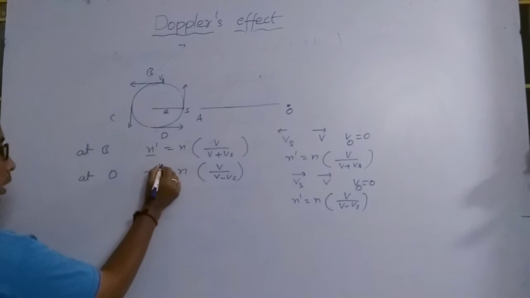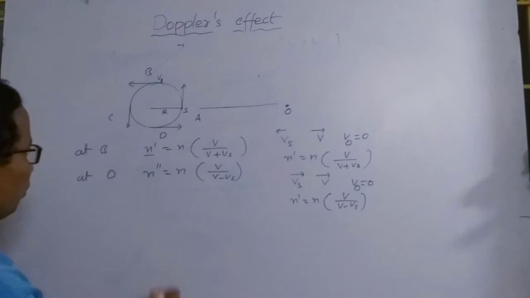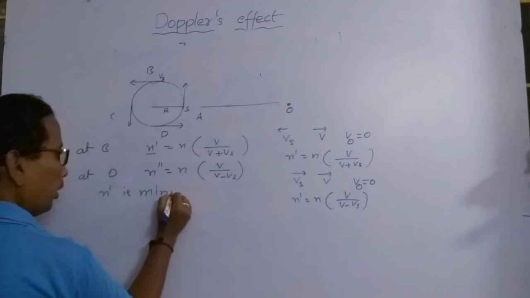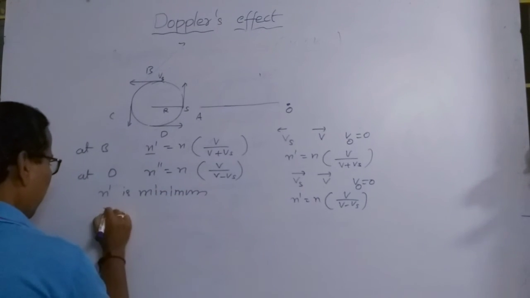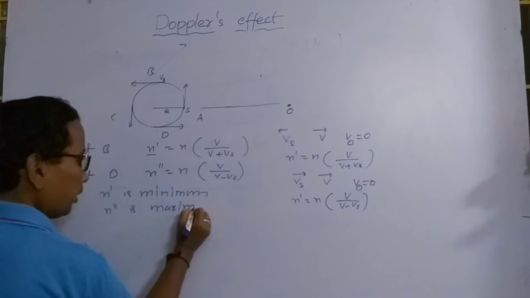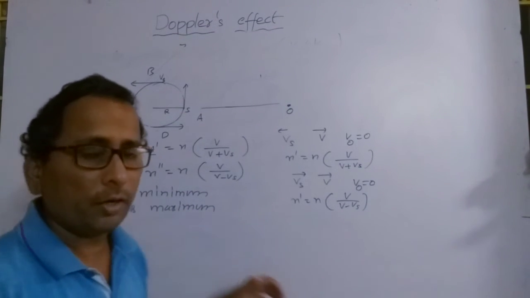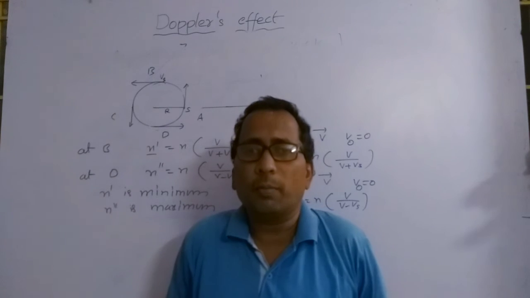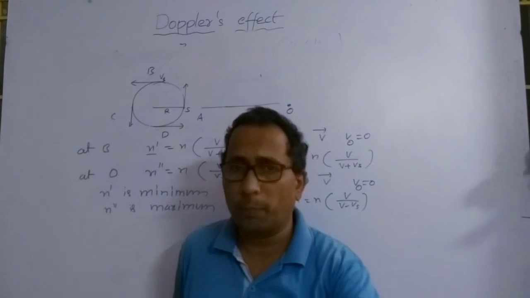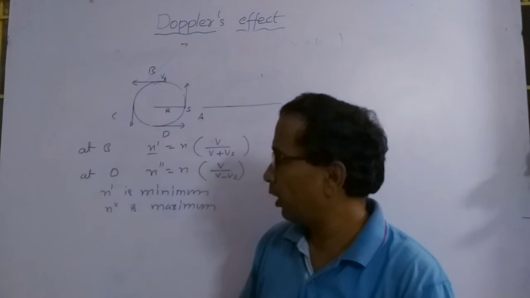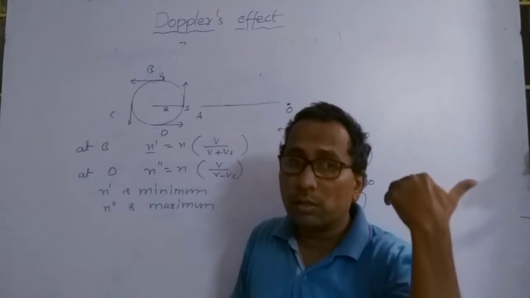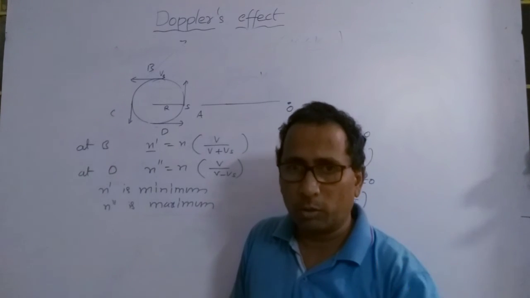This is the n double dash you have to mention. So n dash is minimum, and n double dash is maximum. N double dash is the maximum apparent frequency that can be heard by the observer. Here they can ask three points. One question: what are the minimum and maximum values of frequency? And what is the ratio of maximum to minimum?